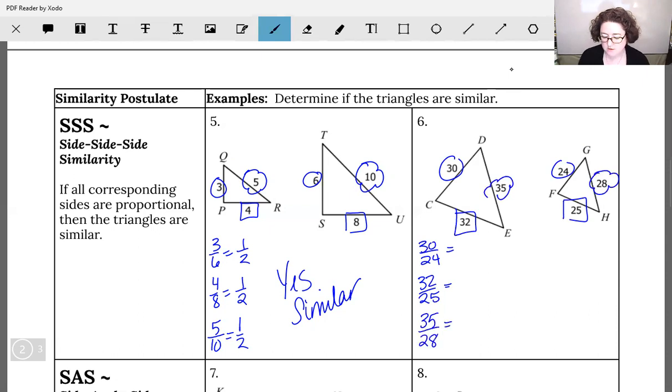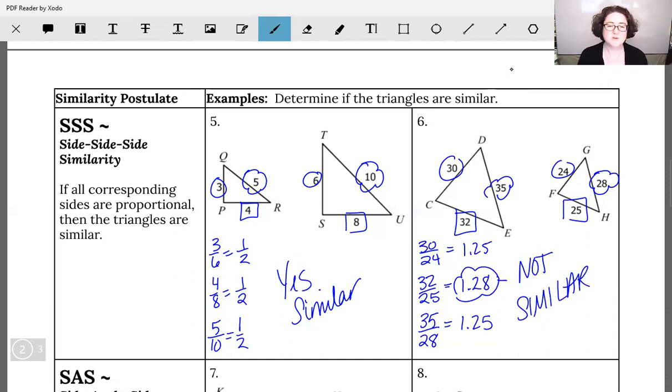You can go ahead and divide these out and find what value they come out to. I'm getting 1.25 for the first one. If these are similar, I should get the same exact value for every other one, and I got 1.28 for the second one. I don't really need to check it at this point, but I do get 1.25 for the bottom one, because we got 1.28 for that middle ratio. Unfortunately, these are not similar.